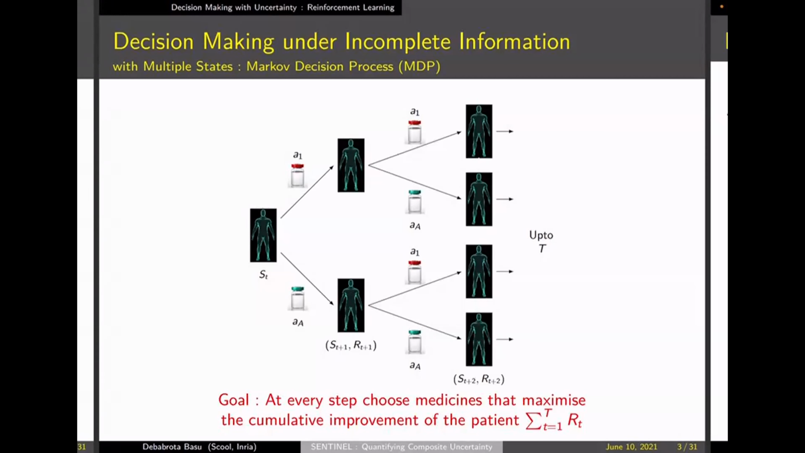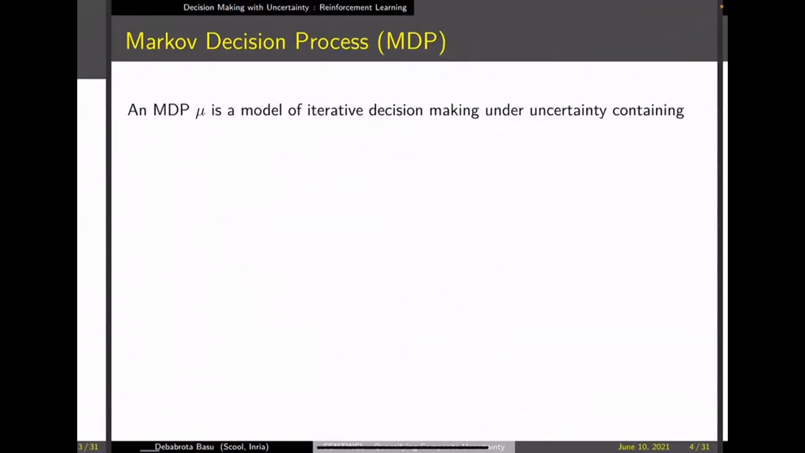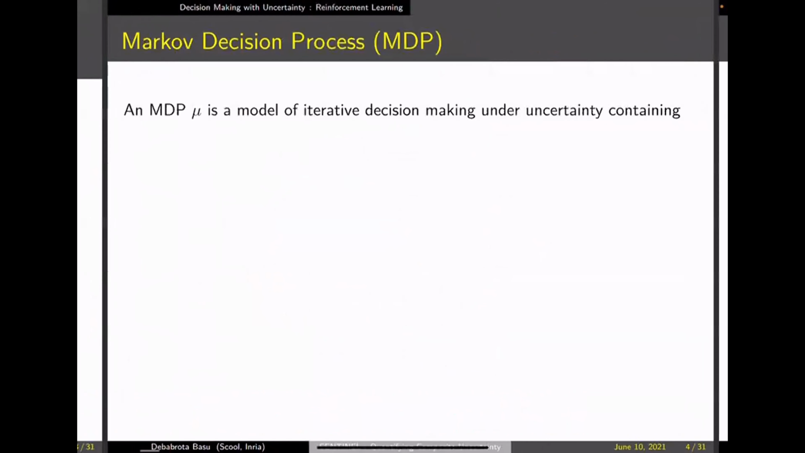So the doctor doesn't know the transition, and the doctor still has to optimize the decisions of medicines depending on the observations it gets. So this has these two components. And today, we are mainly interested in how these uncertainties can be represented and quantified. Before going into that, we'll talk about the model just a bit more formally.